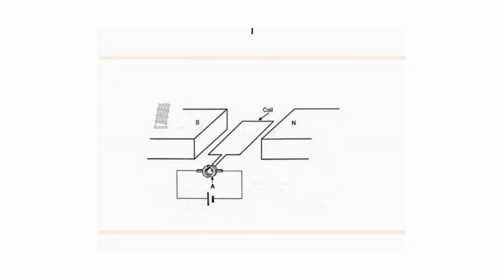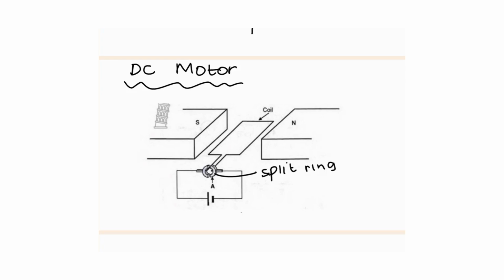Then if we look at the structure, here we have a DC motor. I will tell you why I'm saying it's a DC motor. Firstly, if you look at this part, this is the ring, and you would see the ring here is split. So I'm saying it's a DC because it has a split ring. And I'm saying it is a motor because you'll see an external circuit that has a battery or a cell. Hence it's a DC motor.